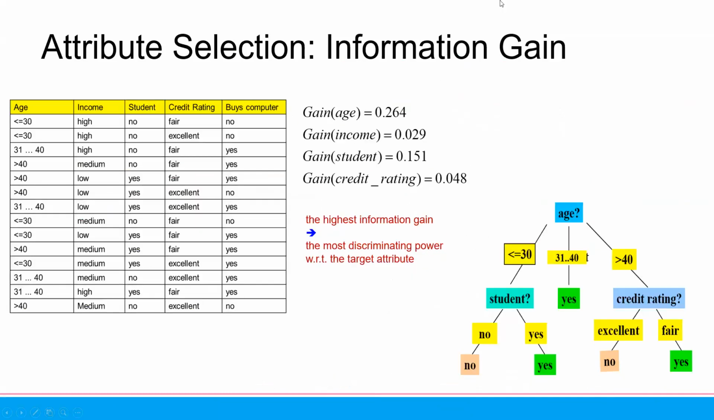What about the credit rating? Yeah, we can. What is the result if it is higher than 40? Okay, we can use the credit rating, which has the highest information gain. So we can split with the attribute whether it is excellent or fair. Okay. So the calculation is the same, and it should be done for every one of these attributes.